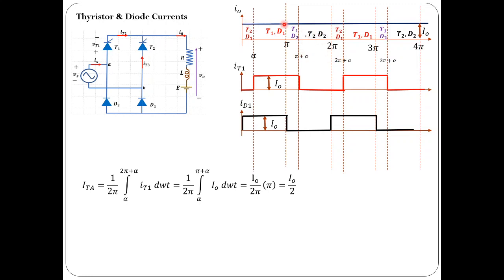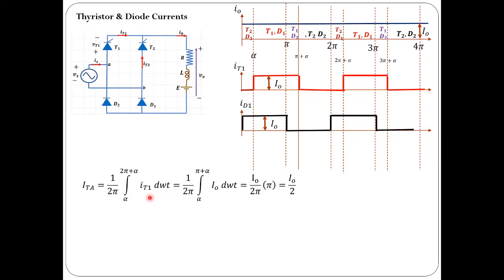And assuming current is ripple free, you can find out the RMS value and average value of thyristor currents for thyristor 1 as well as thyristor 2, and you will see that thyristor 1 and thyristor 2 are going to have the same average value and same RMS value for their currents. So that is what is shown here, that is what is derived here. So ITA is equal to I0 by 2.